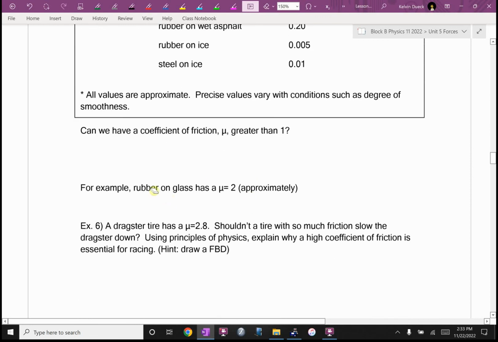Can we have a coefficient of friction greater than one? Yes. In fact, rubber on glass has a mu of about 1.2. Trying to slide rubber across glass is really tough. It's why those little thin plastic rubber stickers that you can stick on glass are just sticking through friction. They're not sticking because they're sticky.